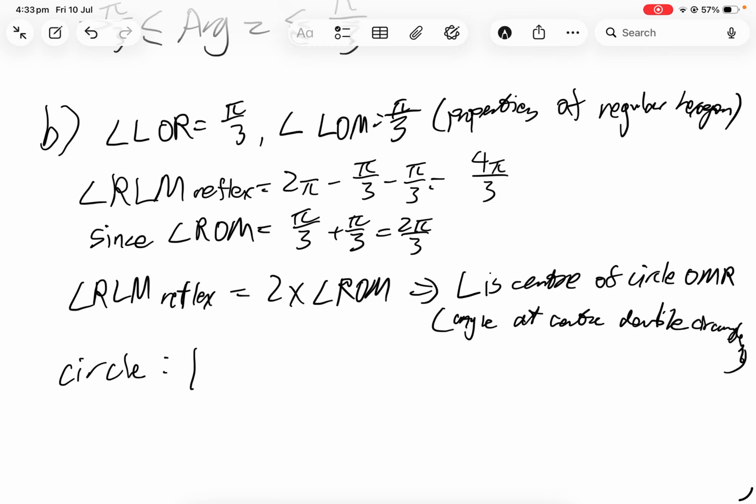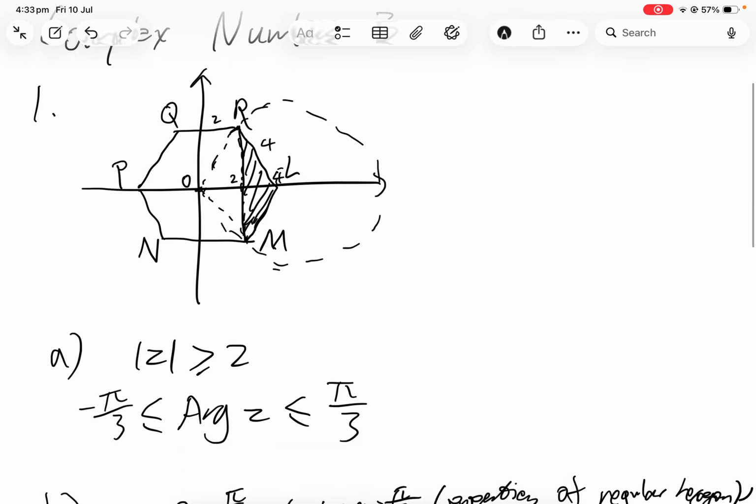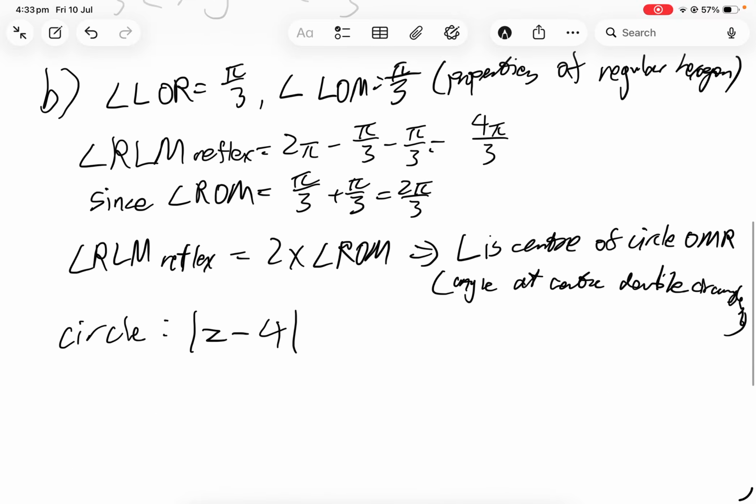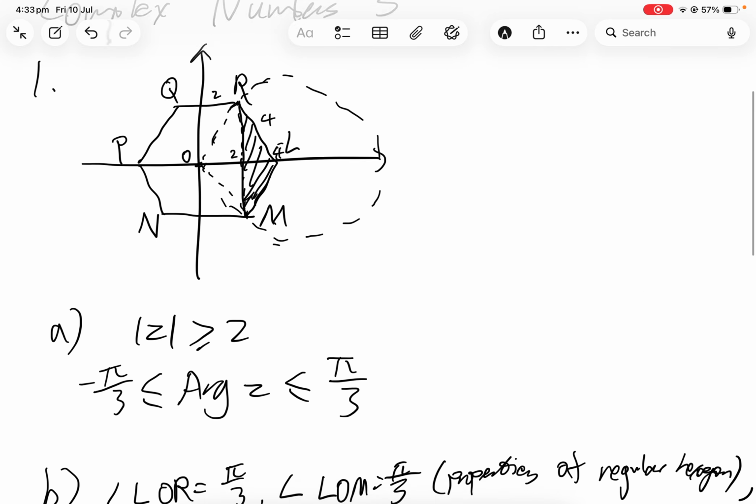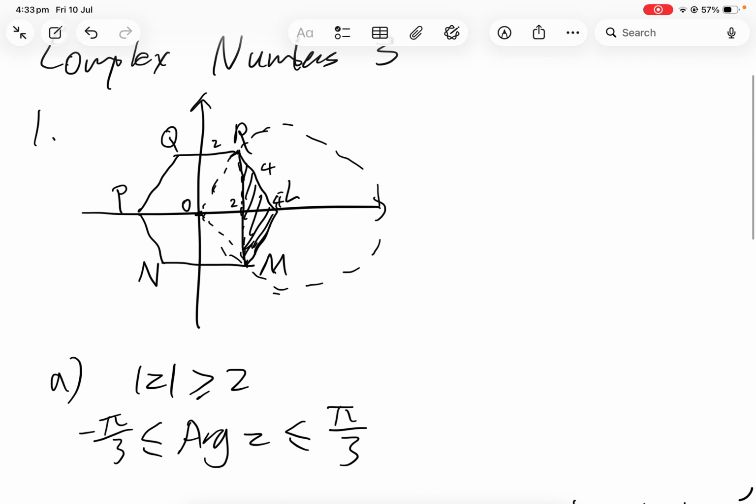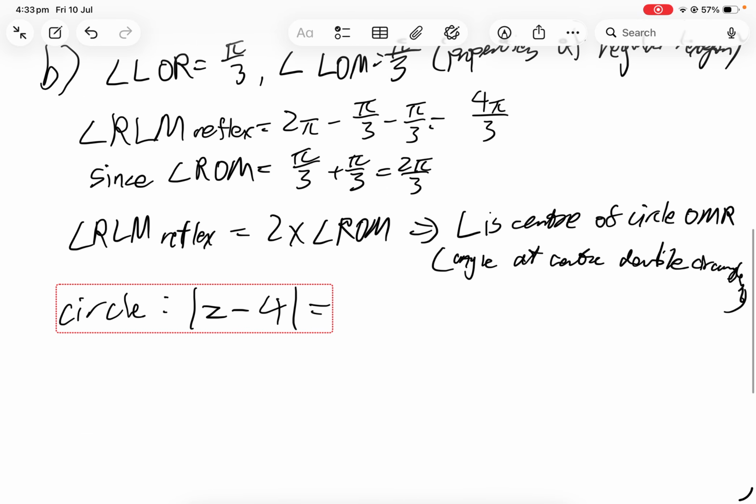So it will be Z take, well, L is just 4. And the radius is 4. That's it for part B.